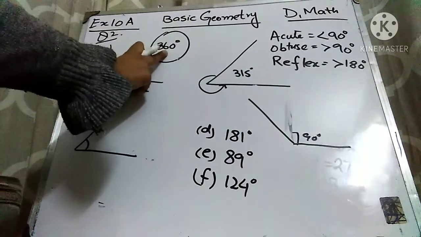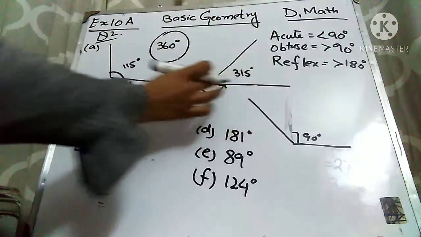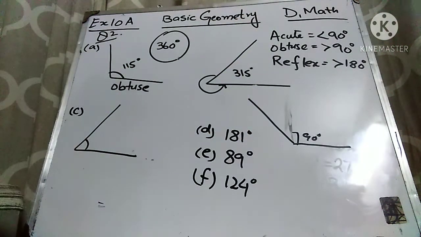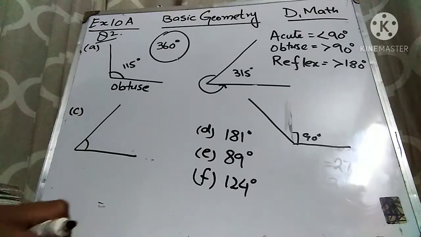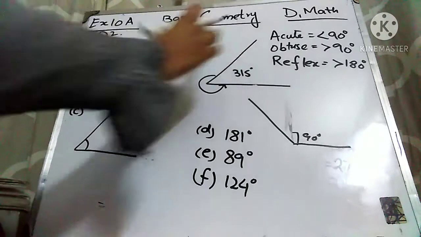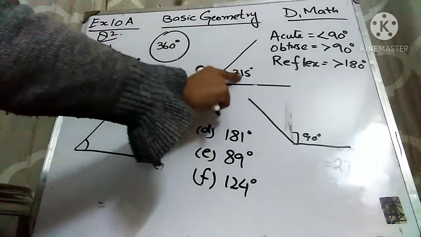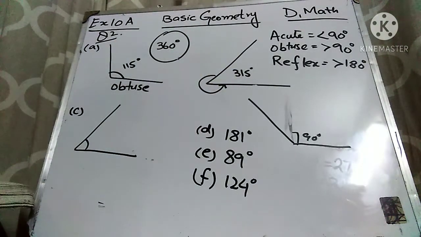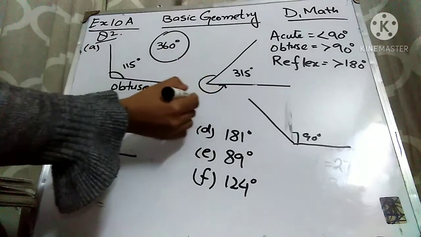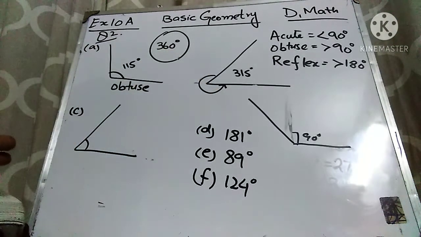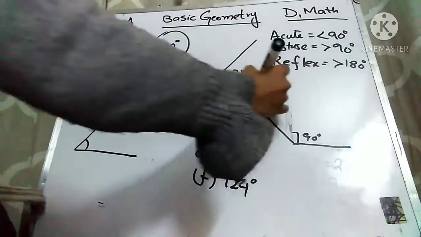You can measure the angle with the help of the protractor. When you measure the angle, you will get that this angle is 45 degrees. So when you subtract 45 from 360, you will get 315 degrees. Why did I subtract? Because as you can see, this symbol means this is the complete rotation. And 315 degrees is greater than 180, so it's a reflex angle.